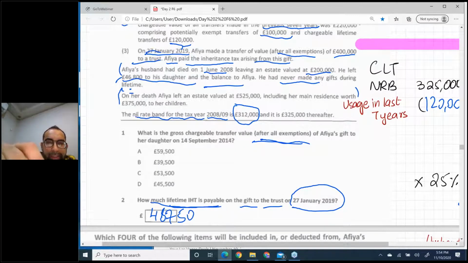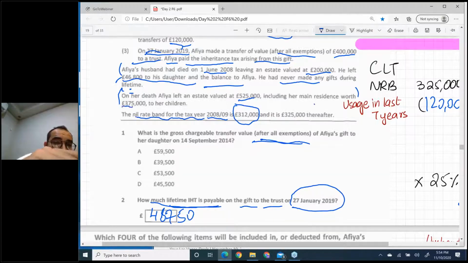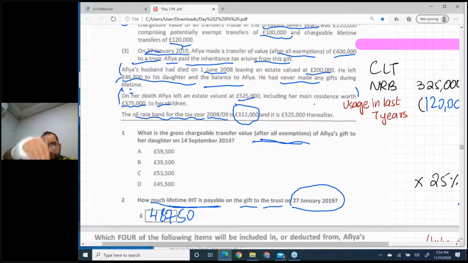On her death, Afia left an estate valued at 525,000, including her main residence worth 375,000, to her children, going downward in the generation. Main residence, plus she died after 6th April 2017.